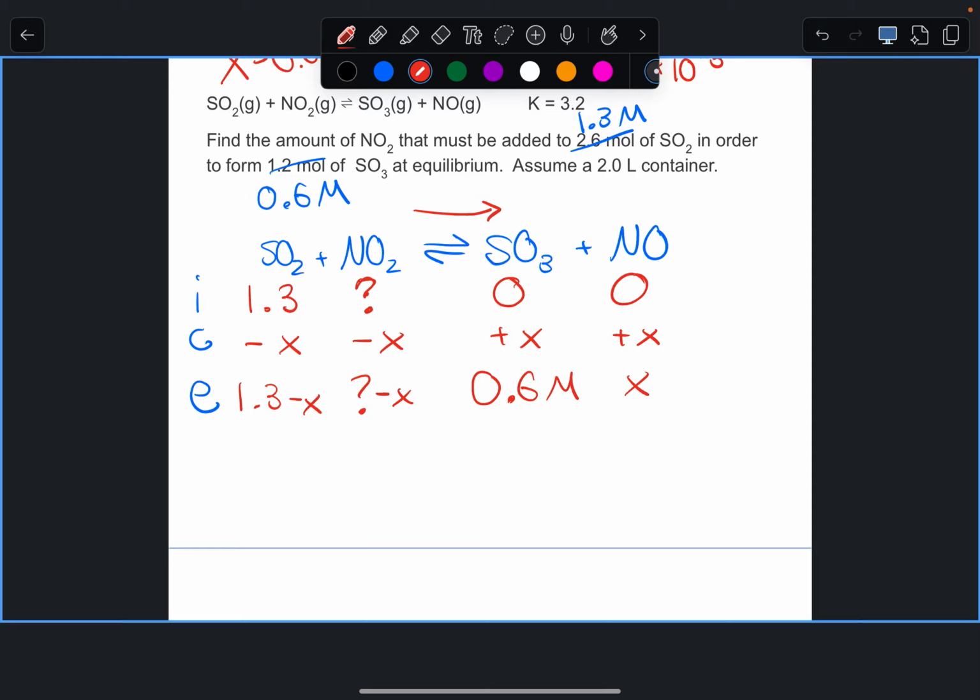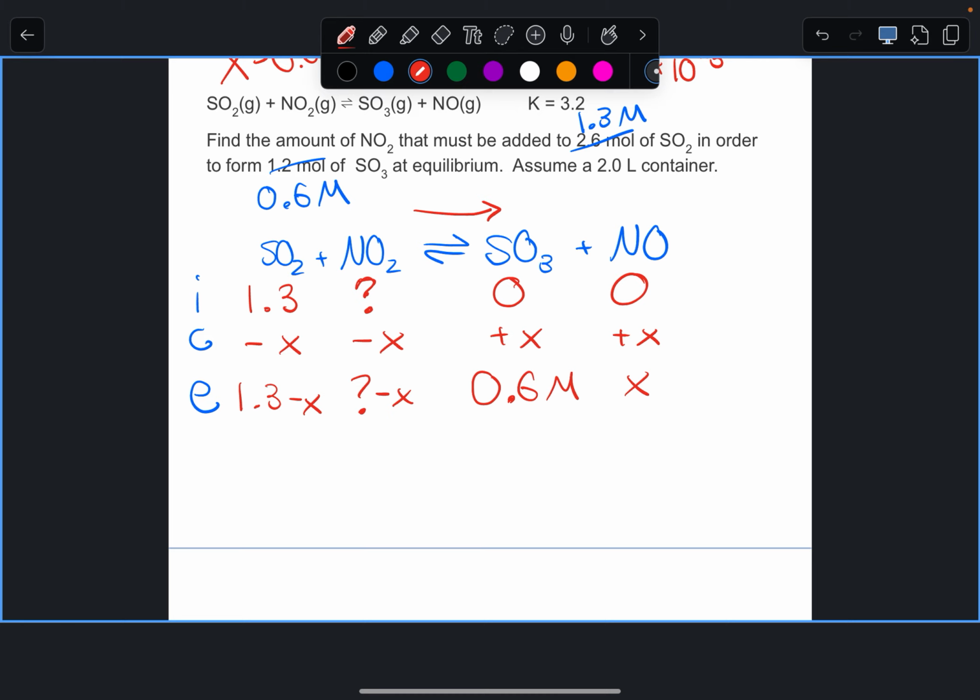So I'm going to label that as question mark because that's what the question is asking us. Is it also 1.3 molar, or is it 10 molar, or is it 2 molar? We don't know. But there's some amount of the two reactants we're going to mix together. And then it says, in order to form 0.6 molar of SO3 at equilibrium. So I'm going to come to my SO3 and put 0.6 molar. These are the only two pieces of information you know, and this is what you're looking for. So initially, that's all I have in my ICE table.